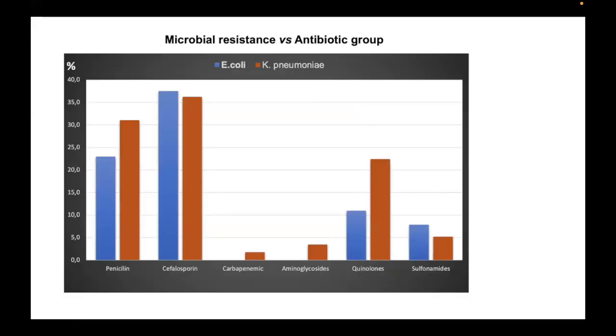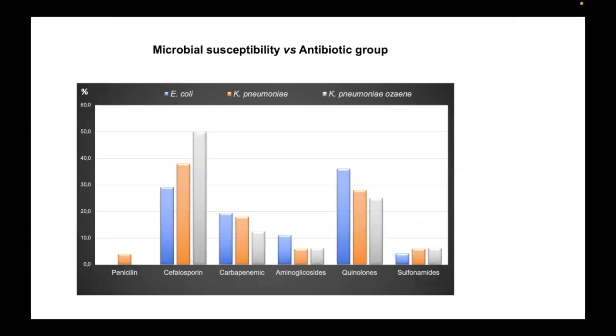So about antimicrobial resistance, we can see here groups of antibiotics distributed for two of the most common bacteria that affected the people, and we can see the resistance against cephalosporin is the most common, also penicillin. When we see the susceptibility, it's swift.